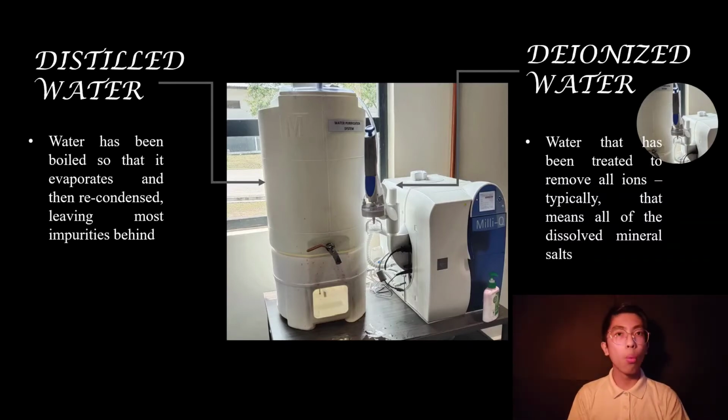Distilled water is water that has been boiled so that it evaporates and then recondenses, leaving most impurities behind. Beside that, the machine with some blue color will produce deionized water. Deionized water is water that has been treated to remove all ions, typically. That means all the dissolved minerals and salts.